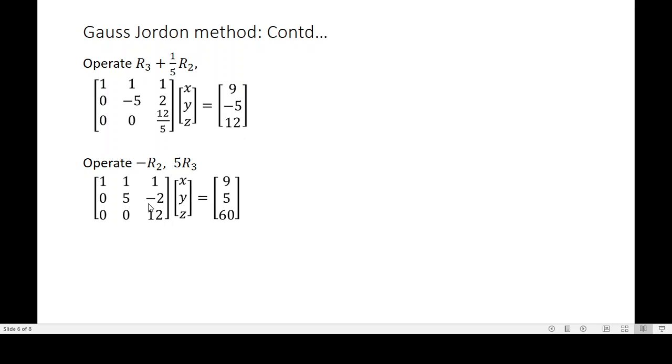Okay. Next, here there is a minus sign. If we make this positive, calculation will be easier for us. So let me consider minus R2, that is second row is multiplied by minus 1. So the next row operation is minus R2. So we have 0, 5, minus 2, then plus 5. Okay, then 5 R3. Why 5 R3?